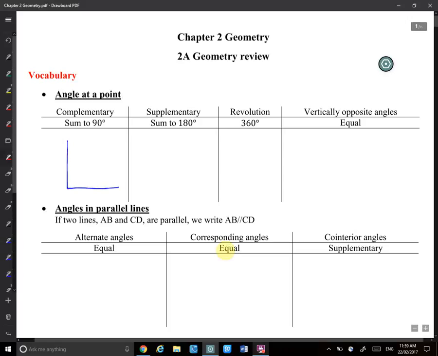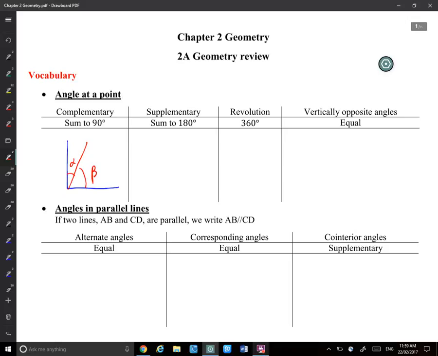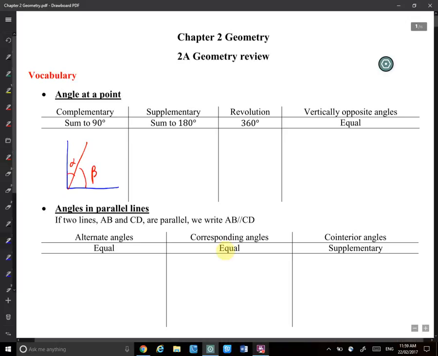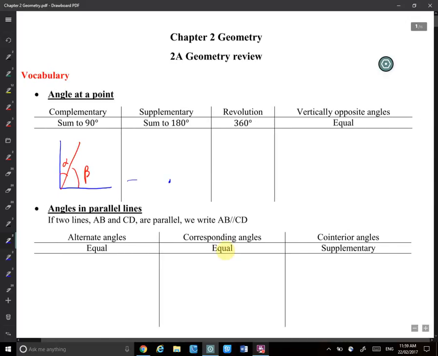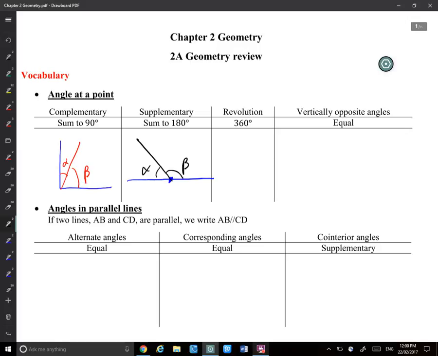Let's say that's 90 degrees and we have angle alpha and angle beta. They are complementary angles. And then supplementary angles sum to 180 degrees. 180 degrees will be a straight line. Okay, so we have two angles on it. Let's say we have alpha here and we have beta here. Those two angles are supplementary.